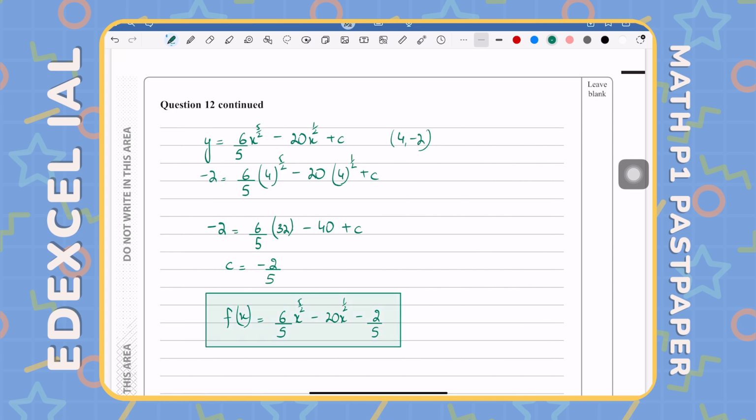And that's it, fellas. That's the end of the question and also the end of this paper. So let me know in the comment section what your thoughts are about the difficulty level of this paper. And let me know what other papers you guys want me to solve.